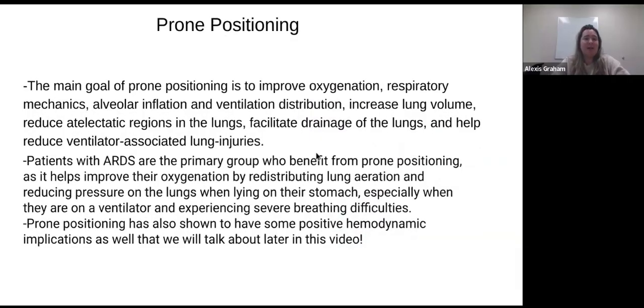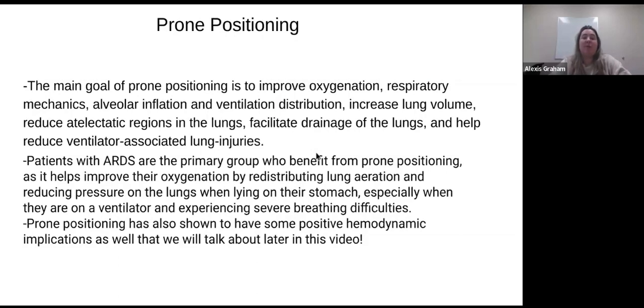Prone positioning. The main goal of prone positioning is to improve oxygenation, respiratory mechanics, alveolar inflation and ventilation distribution, increase lung volume, reduce atelectatic regions in the lung, facilitate drainage of the lungs, and also reduce ventilator-associated lung injuries.